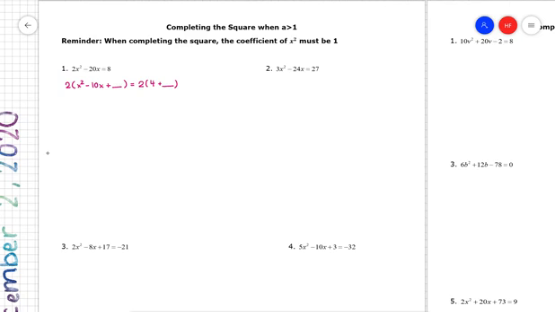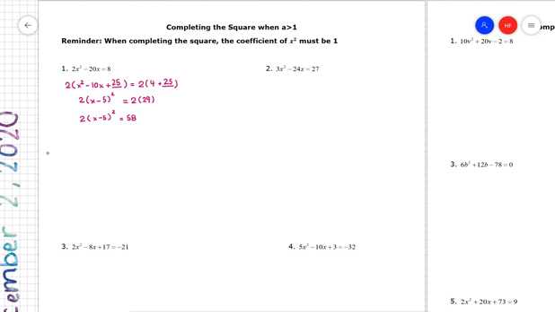Then we're going to work the same way as we did yesterday, so I'm going to divide by 2, and here I get minus 5 squared, square it, put it up here, 25, and then square it on this right side. Don't forget the 2. And then 4 plus 25 is 29. So we have 2 times x minus 5 squared equals 58.